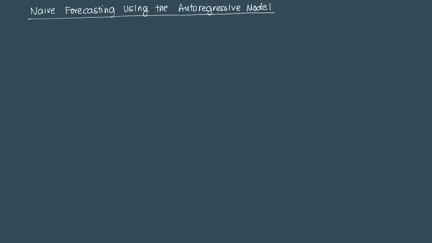So, hi everyone. In this video, we're going to discuss naive forecasting using the autoregressive model. In a previous video, we did naive forecasting using the moving average model. So in this video, let's do it for an autoregressive model.